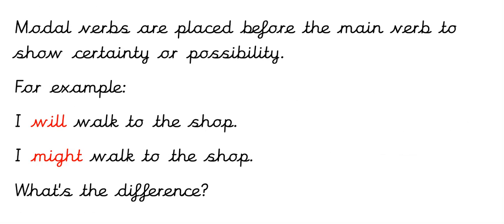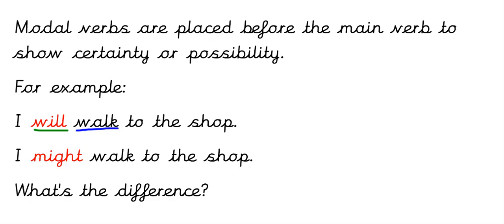Okay, so with that in mind, a modal verb then is placed before the main verb to show certainty or possibility. So if we have a look at these sentences here, we've got: I will walk to the shop. My action, my verb is walk. So walk is my main verb. My modal verb comes directly before it, which means that my modal verb is the word will. I will walk to the shop.